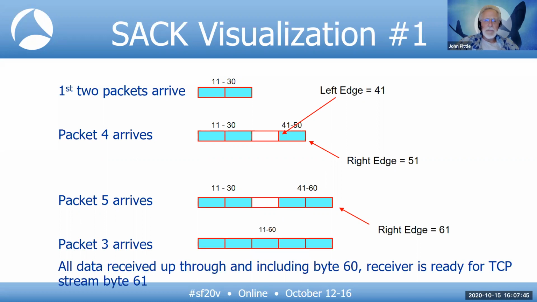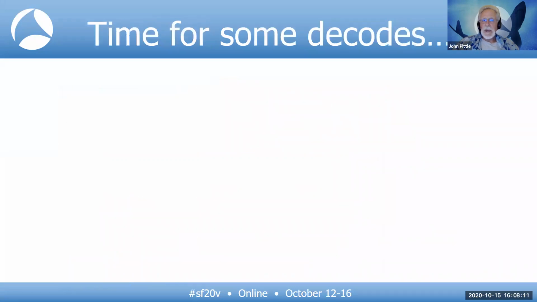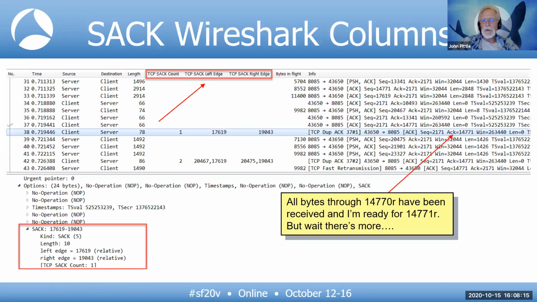And then here comes packet 3. All data's been received up through and including byte 60, and now the receiver is ready for TCP stream byte 61. So this is our first illustration, very simple, very basic. We want to really drive home these concepts of left edge, right edge. I think we have another example, but first we're going to look at some decodes.